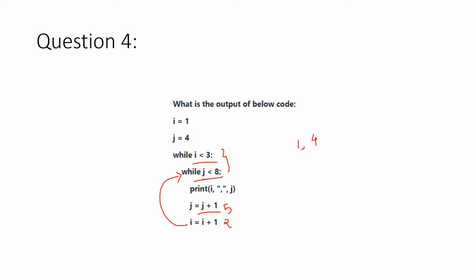So the j less than 8, 5 less than 8 condition is true, so print i, j. So my current i is 2 and current j is 5. Then j equal to j plus 1, 5 will be 6, 2 will be 3. Again here it will come, okay, 6 less than 8, yep, condition is satisfied, so 3 comma 6, it will be again updated, j equal to j plus 1, 7, 3 plus 1, that is 4, okay.